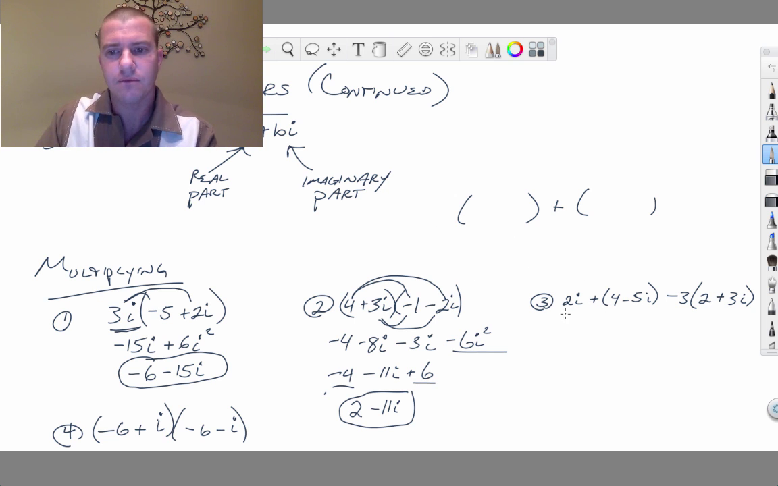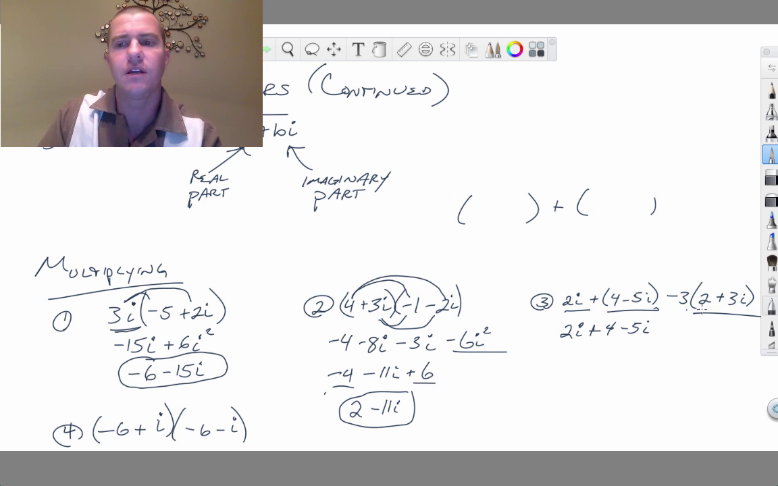So like for this one, I have 2i plus this parentheses minus 3 times this parentheses. So to simplify it, I'm going to get rid of the parentheses first. The 2i is not being distributed to this one. It's 2i plus 4 minus 5i. And because that's a plus, nothing changes to that. But in this one, I have this negative 3 times this binomial, so I'm going to make that negative 6 minus 9i squared.